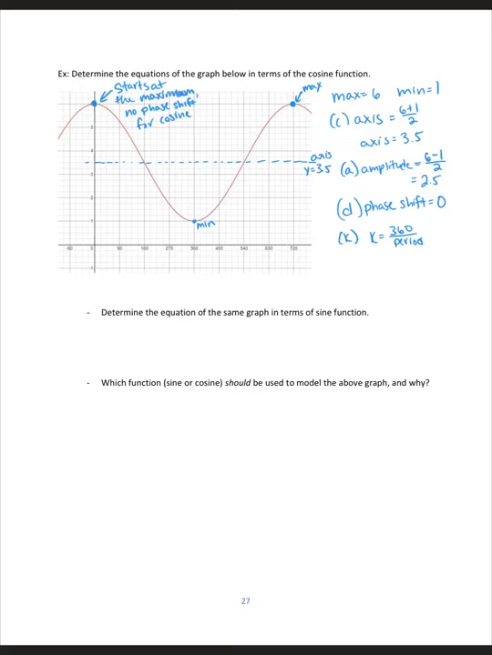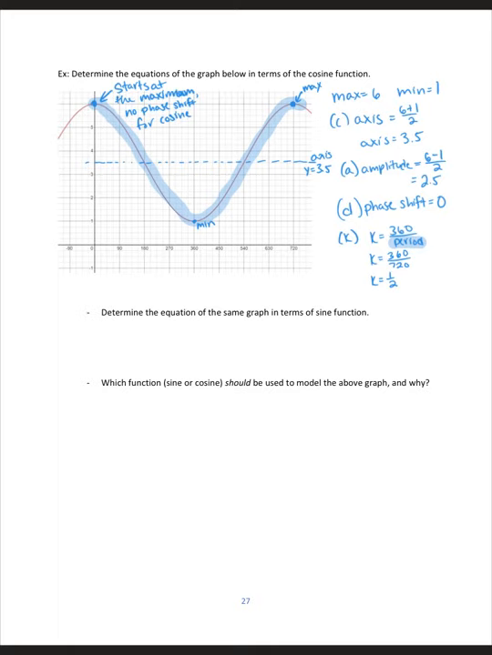So hopefully we can identify our period from looking at our graph here. Our graph starts at 0 here, it goes down to our minimum, back to our axis, and then up to our maximum at 720 degrees. So that tells me my period is 720 degrees. So our k value will be 360 divided by 720. So k will equal 1/2.